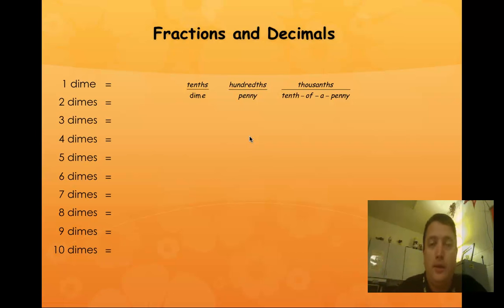All right, another way to think about that is we can think about our dimes as fractions first, because we're spending a lot of time with fractions.